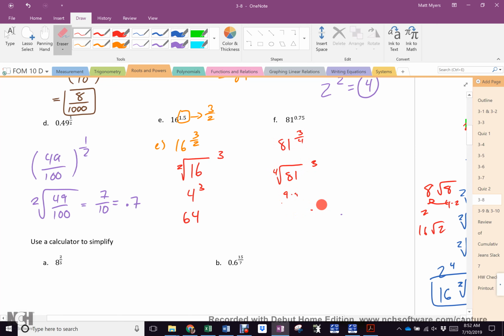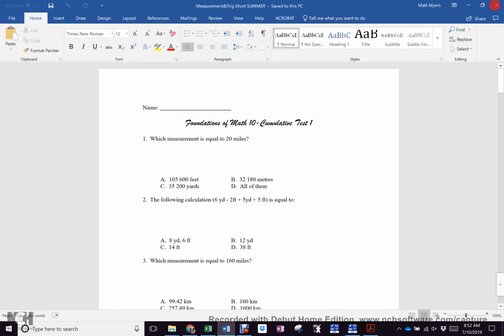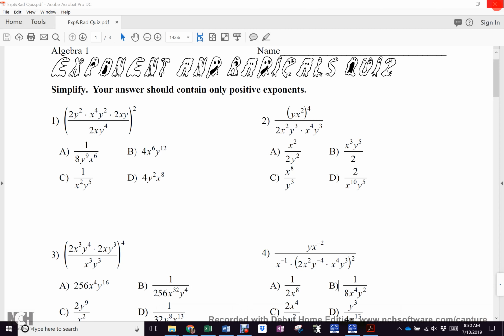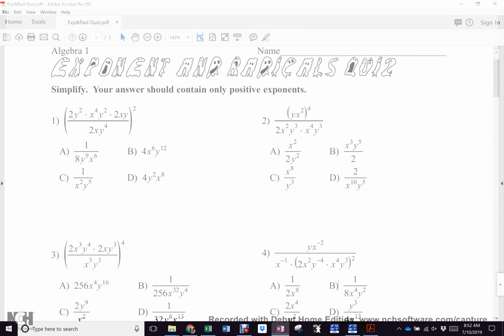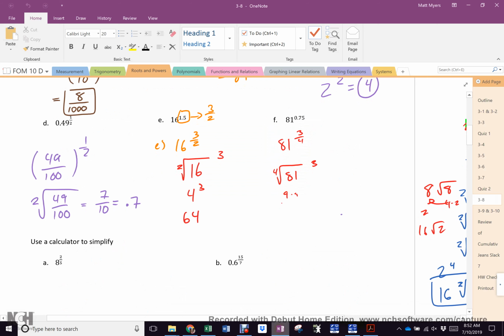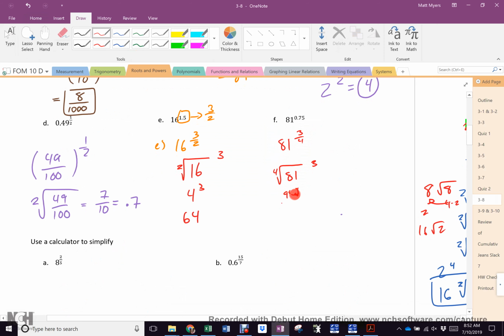Oh, my pen is dying again. Close. Close. Open. That's the next quiz you're doing. 9 times 9. 3. It's still dying. 3 times 3 times 3. There we go. So 3 is the 4th root of 81, cubed. So the answer is 27.